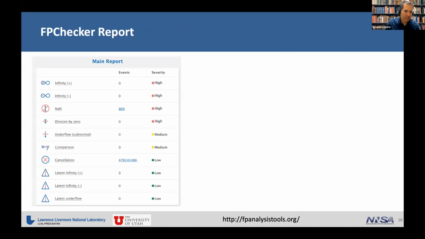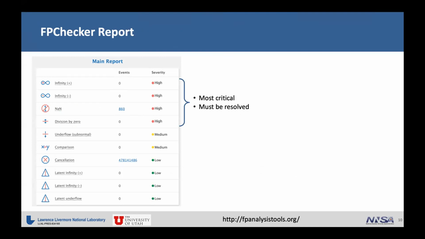So here is an example of a report of this tool. And let me give you more details of what is reporting here. The first 4 cases are the most critical ones, and typically they should be resolved quickly, right? So infinity, positive and negative, NaN, and division by 0. Then we have medium severity cases like underflow and comparison.